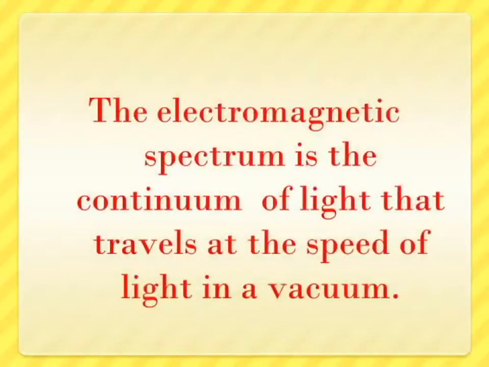So we can talk about something called the electromagnetic spectrum, and it's a spectrum of light that travels at the speed of light in a vacuum. And remember, guys, I'm always very careful to say, when we talk about that 186,000 miles per second or 3 times 10 to the 8th meters per second, talk about that as in a vacuum.